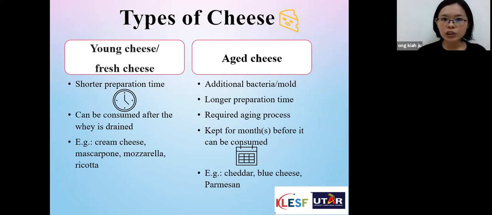Whereas for aged cheese, during the process, some additional bacteria or mold is put inside the cheese. It requires a longer preparation time and an aging process, so the cheese has to be kept for months before it can be consumed. Examples of aged cheese are cheddar cheese, blue cheese, and so on. So basically it can be divided into two types. And today we are going to prepare young cheese, because of the time constraint. So we are going to produce only young cheese or fresh cheese.